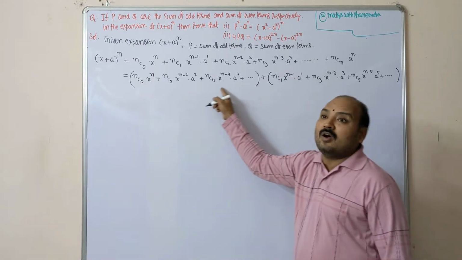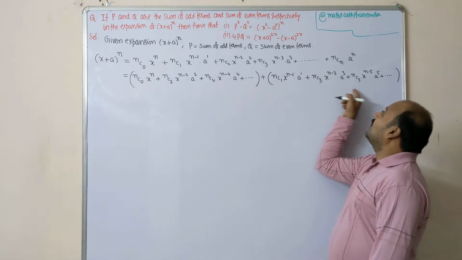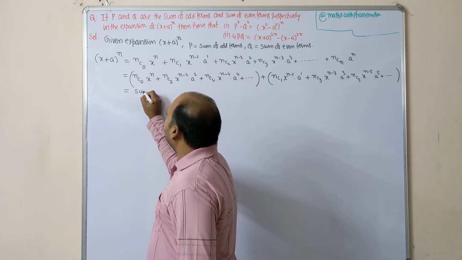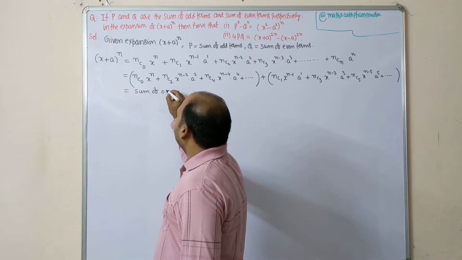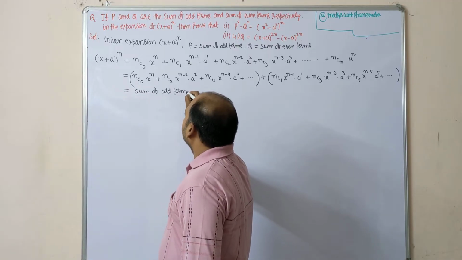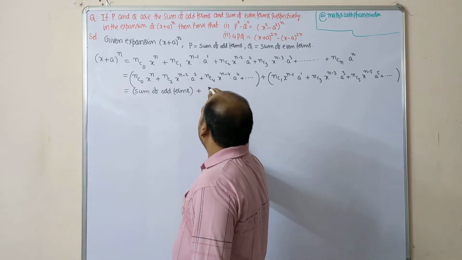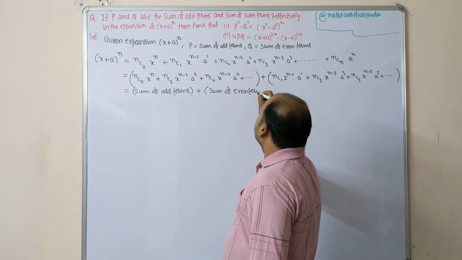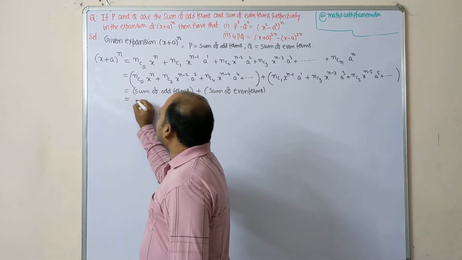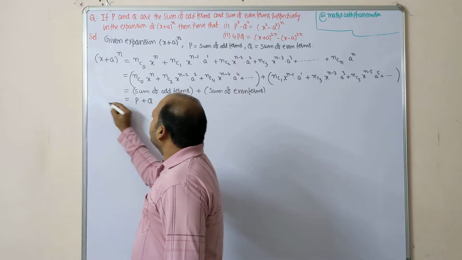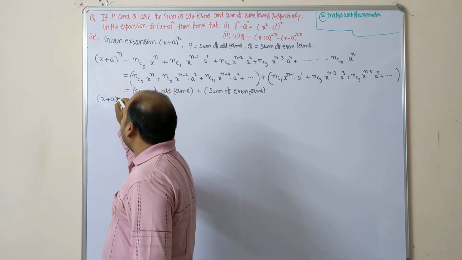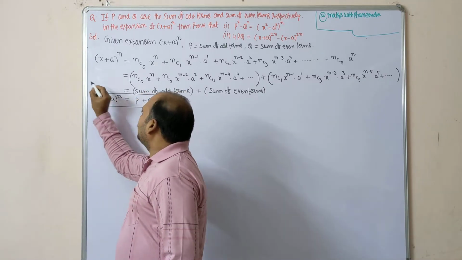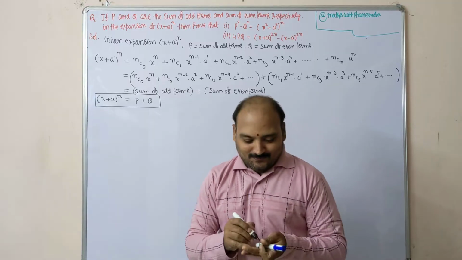These are the sum of odd terms. These are the sum of even terms. This is simply the sum of odd terms plus the sum of even terms. So we can represent it as: this is P plus this is Q. So (x plus a) whole power n can be expressed as P plus Q. I hope you understand now.